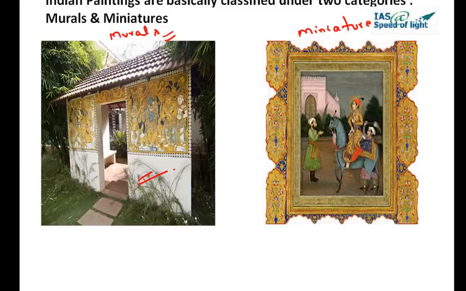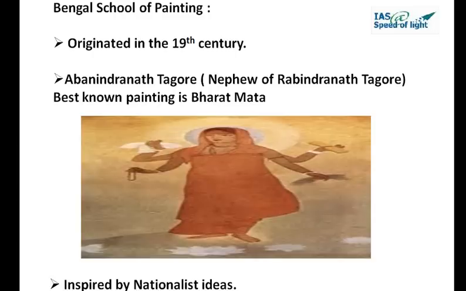The second are the miniatures which are drawn on the comparatively smaller surface. Okay, it may be a cloth, it may be a paper, it may be a portrait, it may be a silk. So murals and miniatures. I think this thing is clear. The difference between two types of paintings, murals which are drawn on the walls and miniatures which are drawn on a smaller surface like what we draw at home. Now let us see the different schools of paintings which are there in India and the important points which we should note about them.